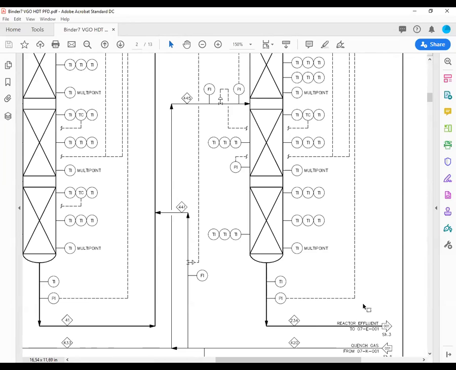This unit is quite important because it is the first unit for the vacuum gas oil processing. It is important to treat the vacuum gas oil before it goes to the fluid catalytic cracking that we will see next session, in order to meet the gasoline specifications.